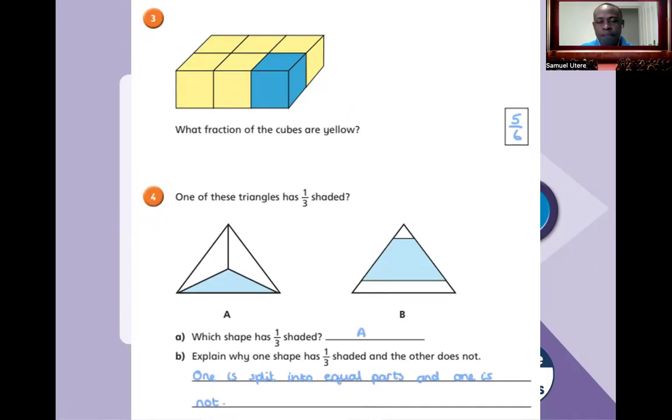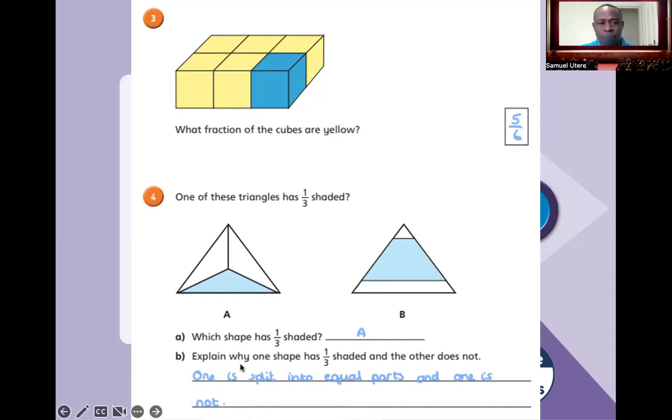Question 3 is 5/6. What fraction of the cubes are yellow? We can see that we have 1, 2, 3, 4, 5 out of 6 cubes in total, so 5/6 are yellow. Here you're asked, one of these triangles has 1/3 shaded. Which one is it? Of course, it's this one. You can see they're in equal parts, so it is A.